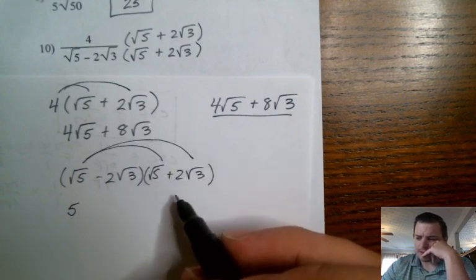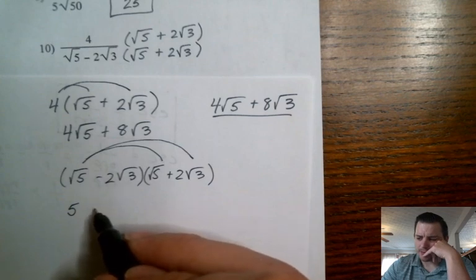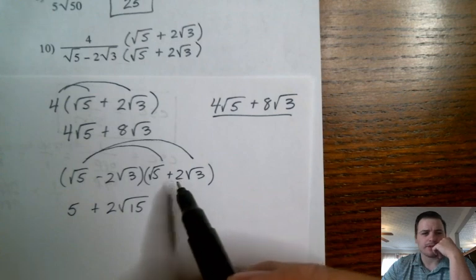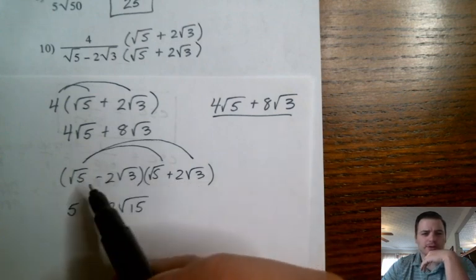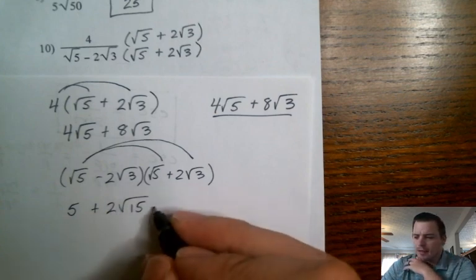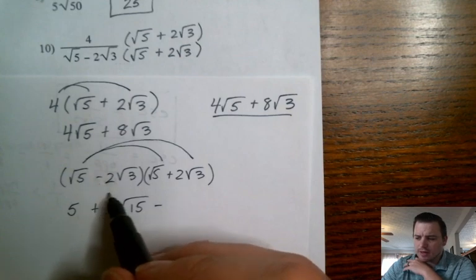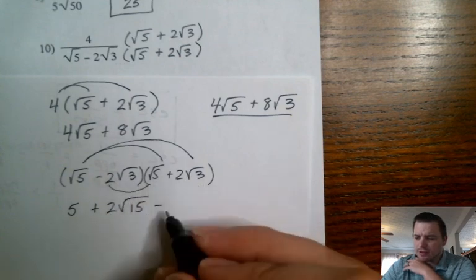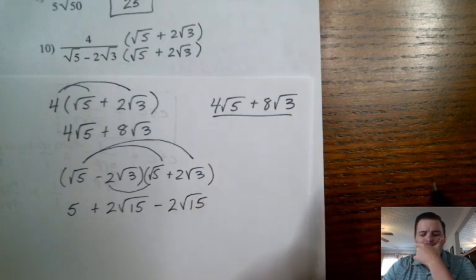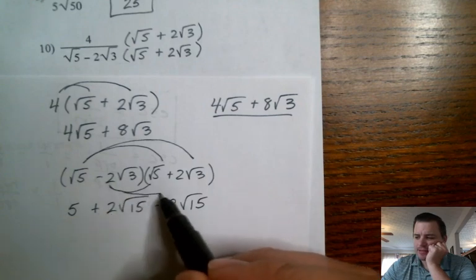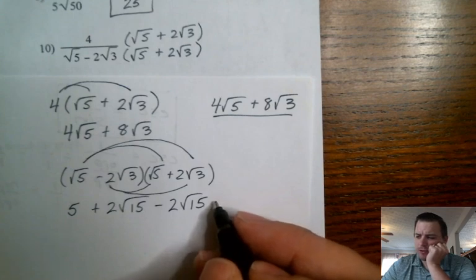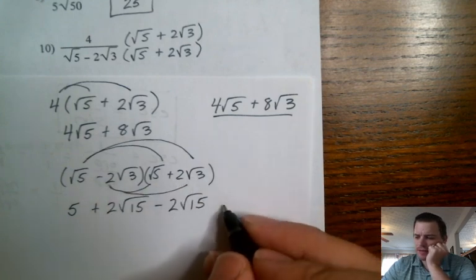That would be plus 2 times radical 15. You can't multiply the 2 by the 5, but you can multiply the radicals. So radical 5 times radical 3 is radical 15, and the 2 just stays out there. And then minus this right here, the inside, negative 2 radical 15. And then the last would simply be negative 4. Negative 2 times positive 2 is negative 4.